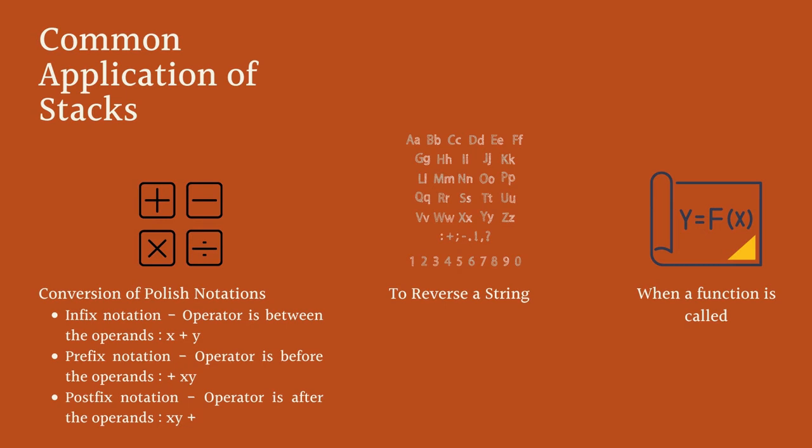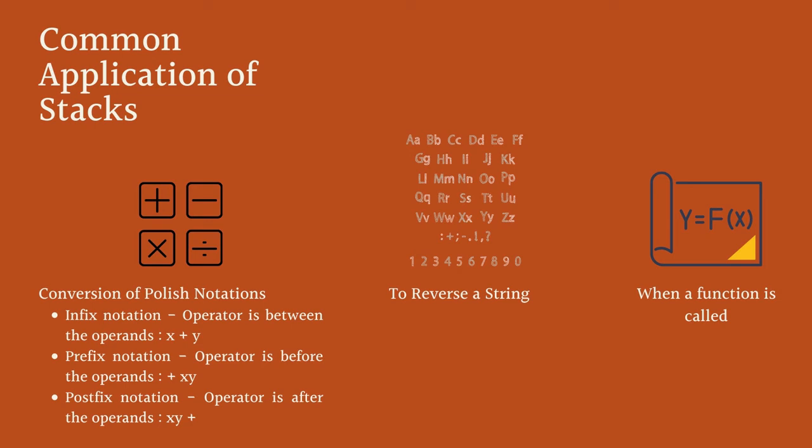The second is to reverse a string, where a string can be reversed by using a stack. The characters of strings are pushed onto the stack till the end of the string. The characters are popped and displayed. Since the end character of string is pushed at the last, it will be printed first.